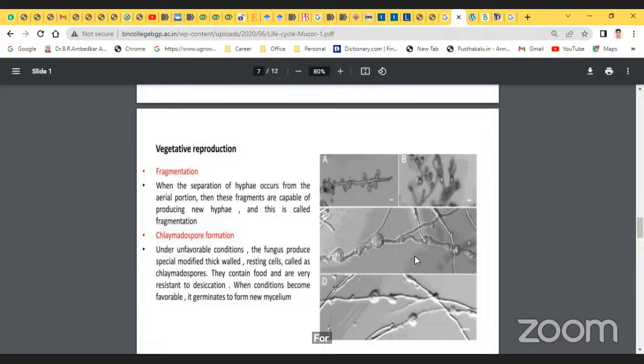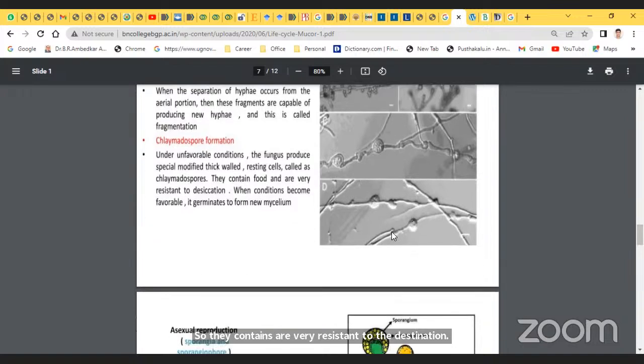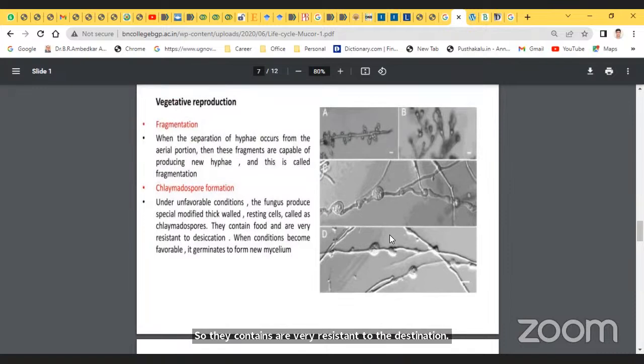In unfavorable conditions, the fungus produces special modified thick-walled resting cells called chlamydospores. They contain food and are very resistant to desiccation. When conditions become favorable, they germinate to form a new mycelium. These are the diagrams of vegetative reproduction through fragmentation and through chlamydospore formation.